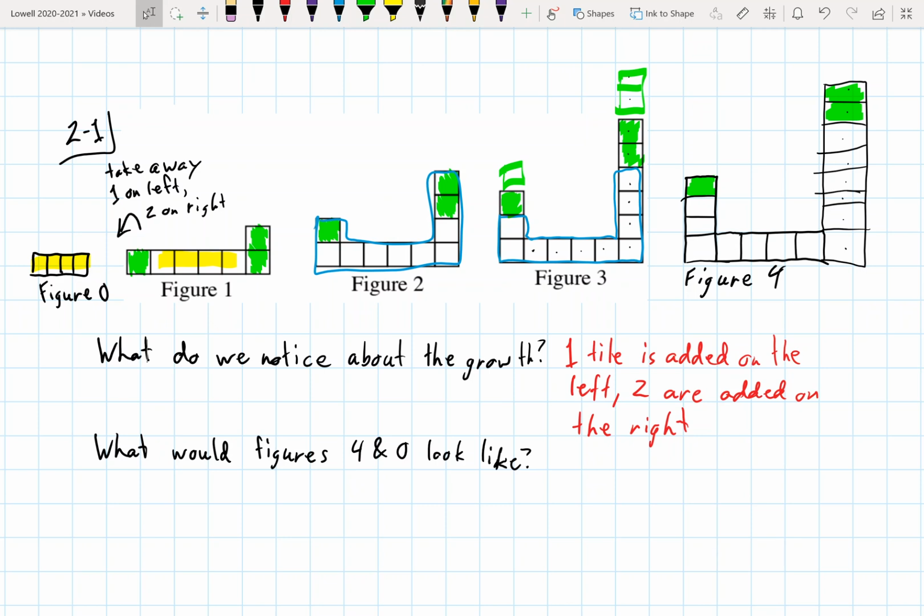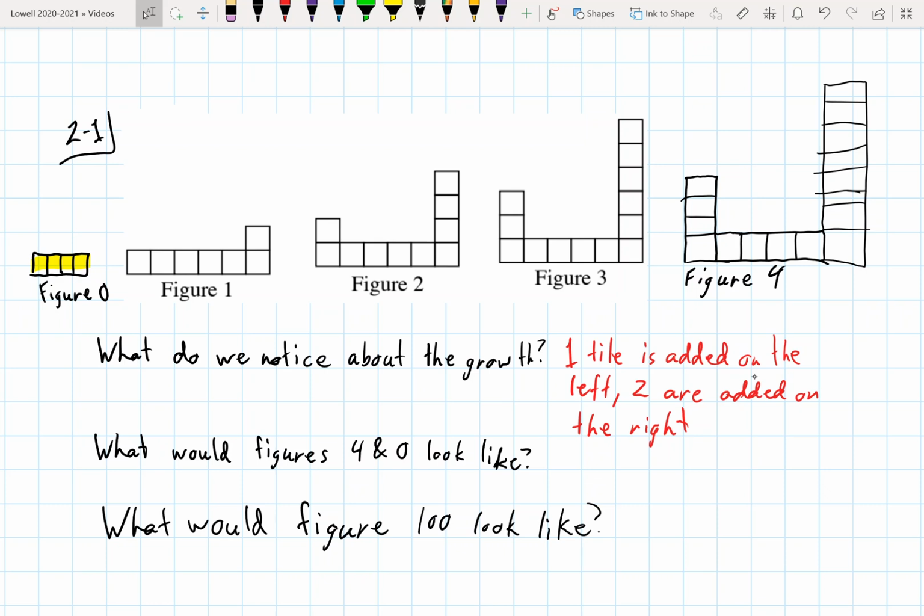So this is all fine and good, but the question is, what now if we want to extend this pattern? What would figure 100 look like? Well, here's a way we could do this, and that would be to just follow this pattern all the way out. But I think you could imagine that would take kind of a long time. And so let's see if we can maybe piece this together without doing that.